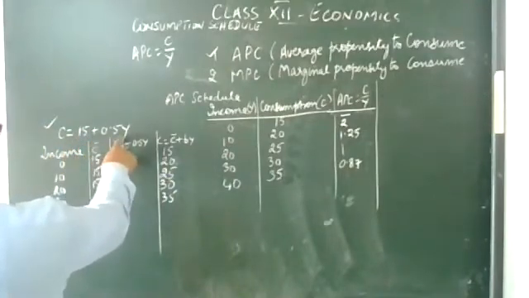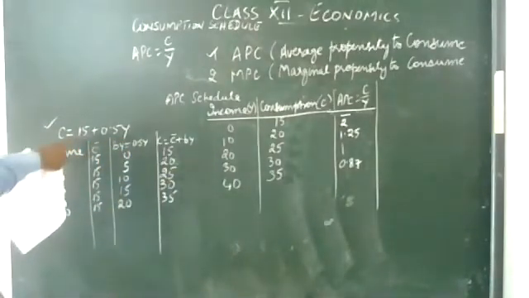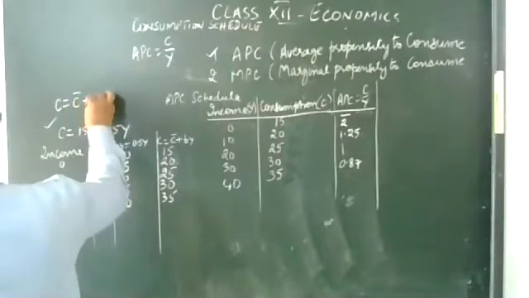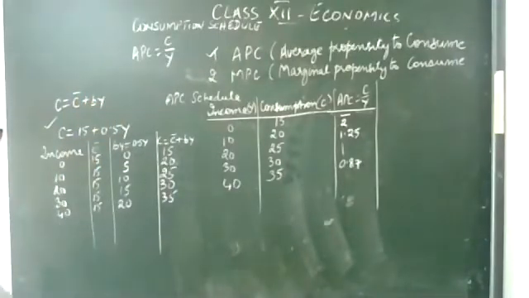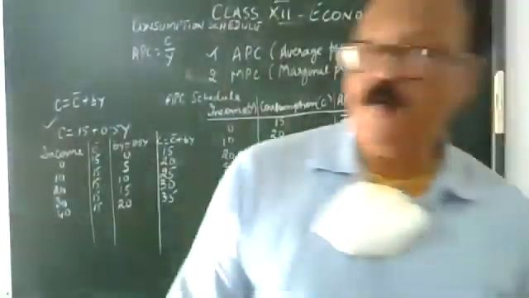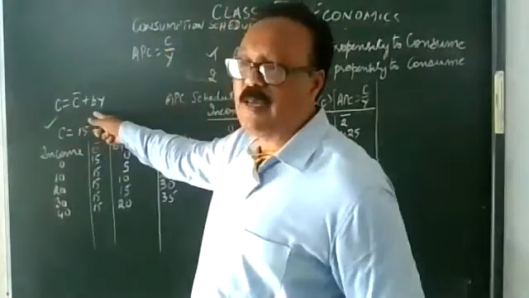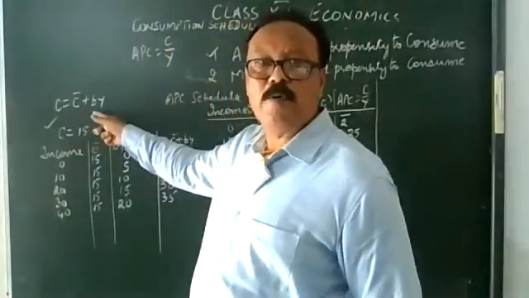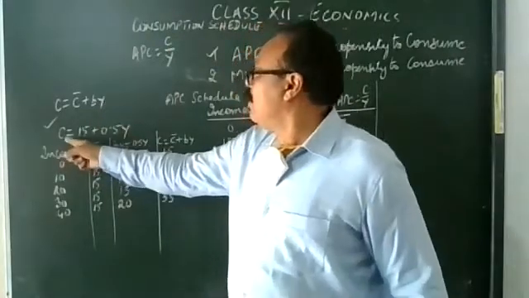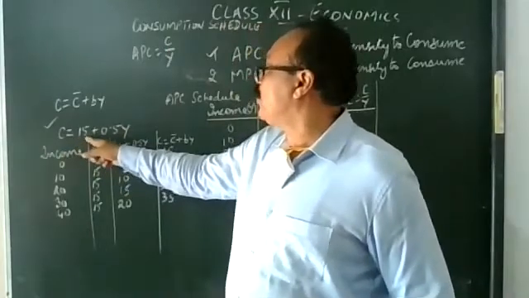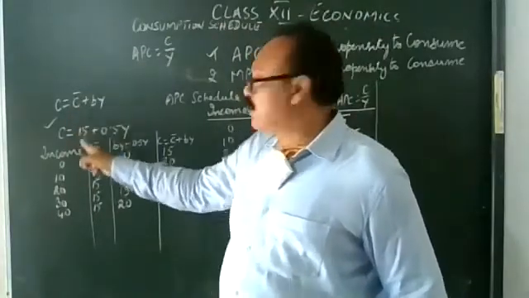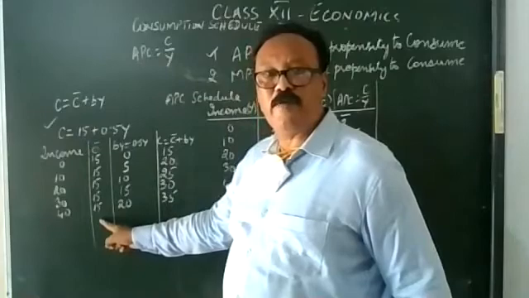C is equal to 15 plus 0.5Y. 15 here, because you know that consumption is equal to C bar plus bY. This is the actual function which we had learned yesterday. The consumption function is equal to autonomous consumption plus bY, where b stands for marginal propensity to consume and Y is the income. If the consumption function is given as C equal to 15 plus 0.5Y, here 15 is what? The autonomous consumption.